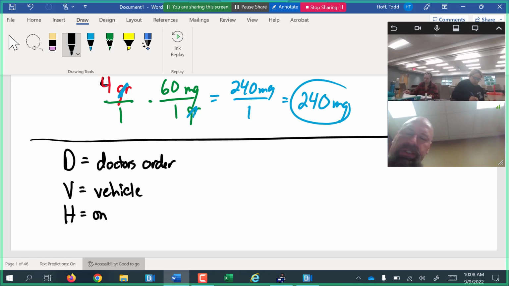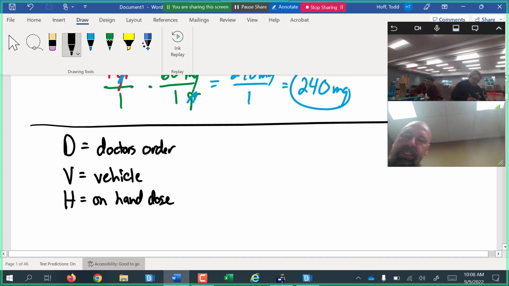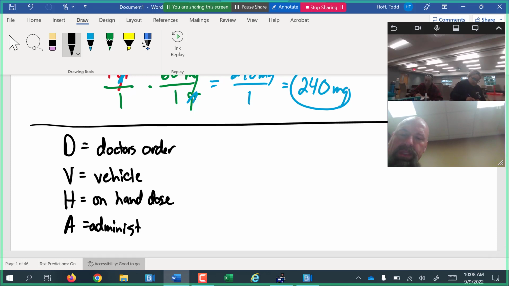H is the on-hand dose. This is very closely related to the vehicle. Actually, the vehicle and the on-hand dose are generally tied up in the same thing. The vehicle is what carries the on-hand dose into the patient. And then A is for what is administered. And depending on the textbook or the teacher, there might be different letters used for each of these. These are just the ones that are used in the books that I use.